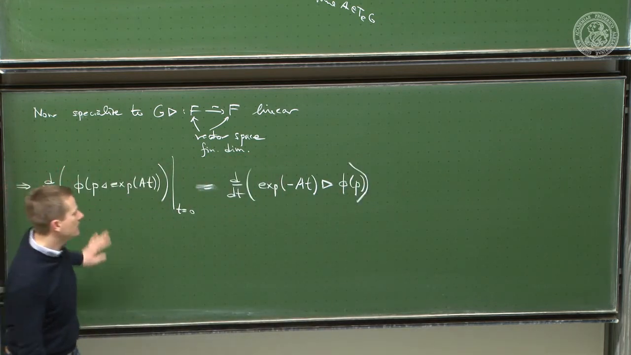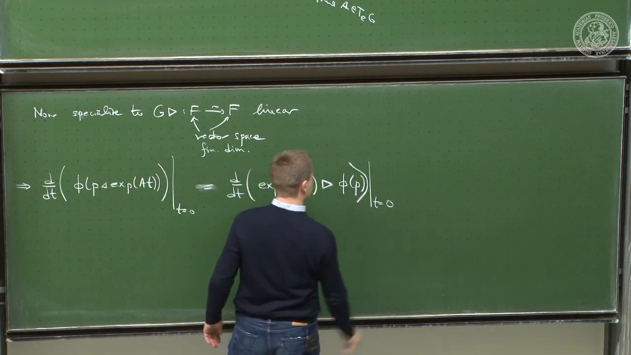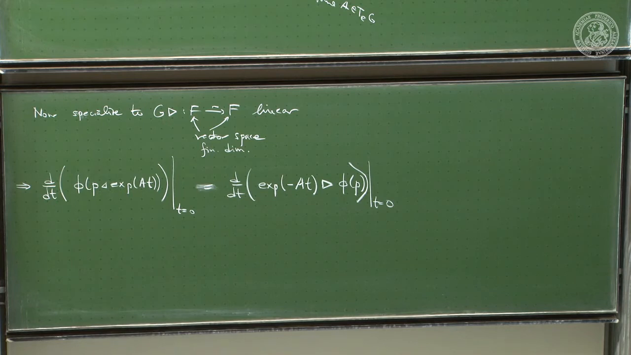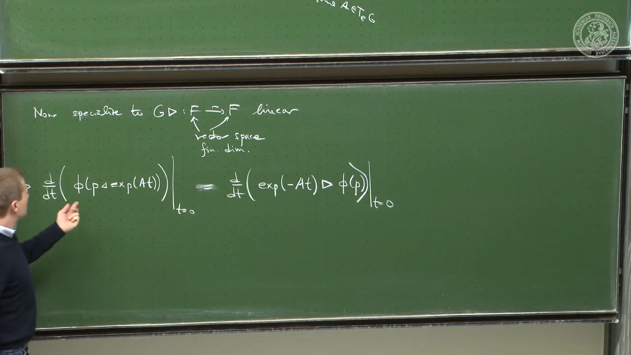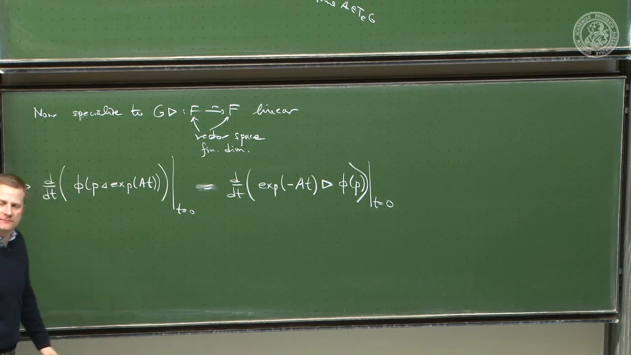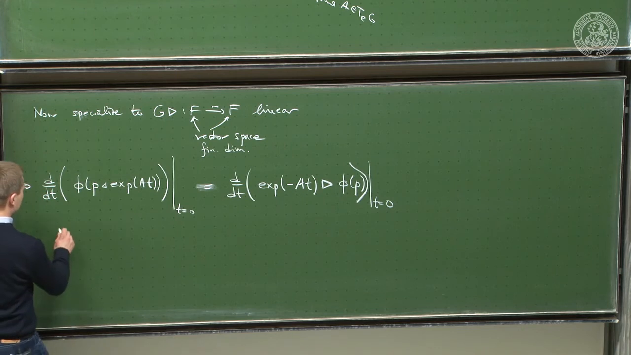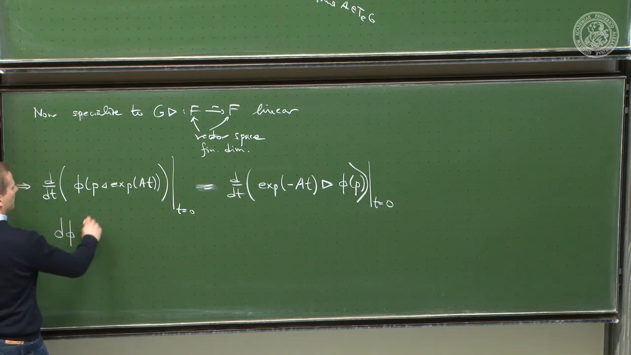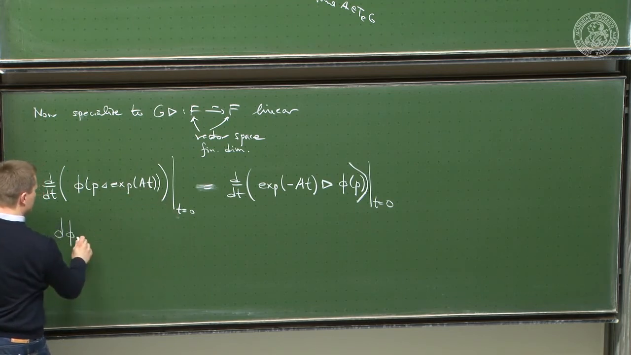Everything fine? Okay. Also at t equals 0. So, what's happening here? Well, here we need a product rule. I'm sorry, a chain rule. So this yields d phi, because it's a function, it's just the derivative of phi evaluated at p. So this is the position where it is.